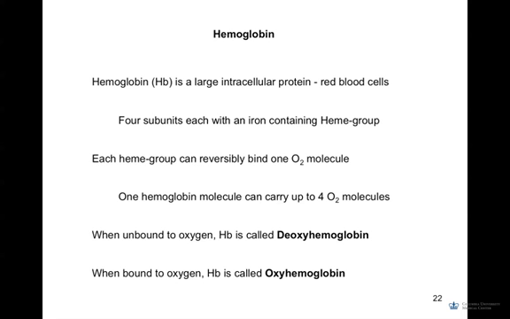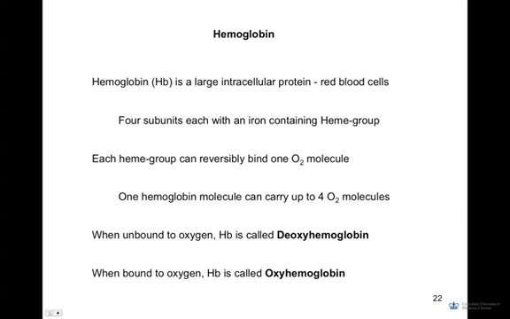So let's talk a little bit more about hemoglobin. Hemoglobin is a large intracellular protein found in red blood cells, and hemoglobin is highly specialized for oxygen transport. As we'll see as we go through this section, it's very, very well suited for its job. Hemoglobin is composed of 4 subunits, each with an iron-containing heme group. These heme groups that contain iron represent the binding sites for molecular oxygen. So each heme group can reversibly bind one oxygen molecule.